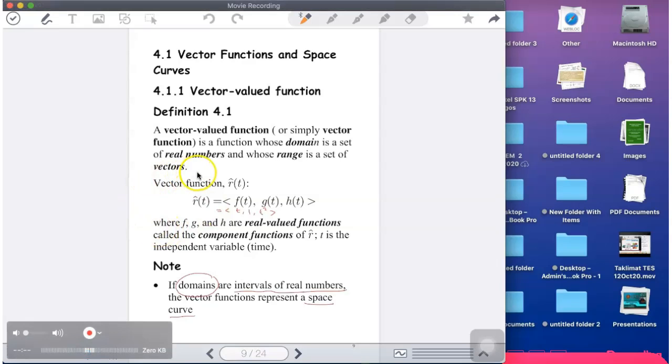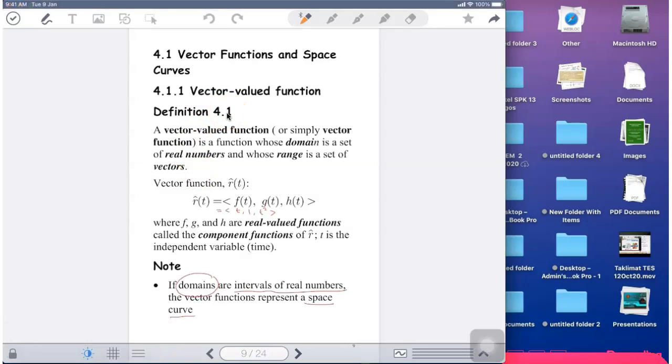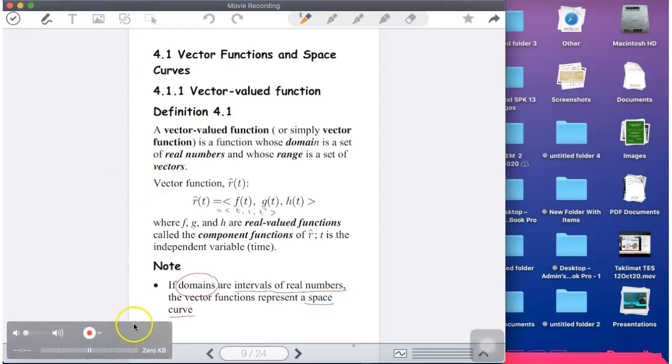Next, our aim is to know how we can sketch the vector function. Okay, see you in the next video.